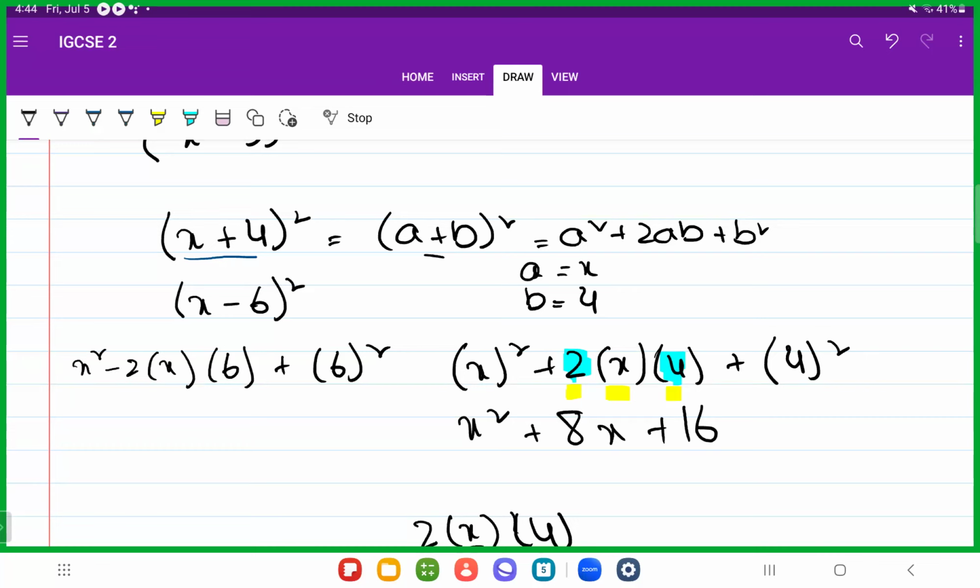Miss, the answer for the third question is x squared minus 12x plus 36. Yes, perfect. Good job, Raneem. You can start with the questions now.